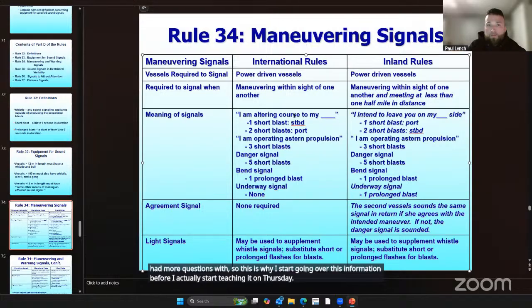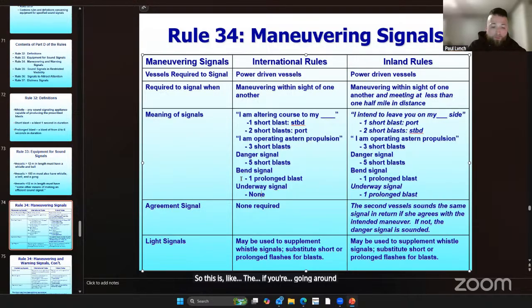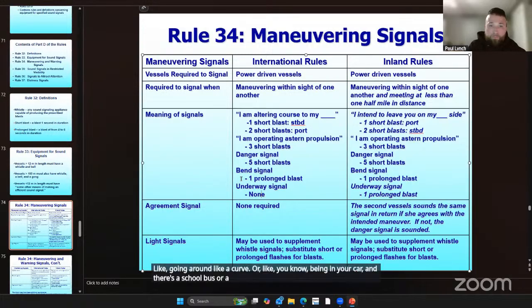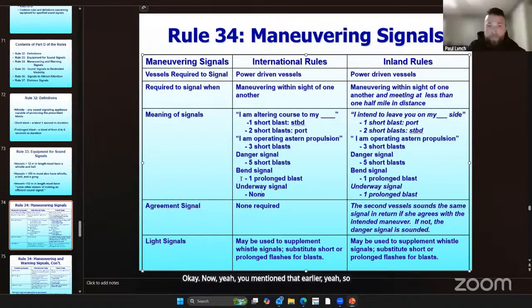What is a bend signal? It's if you're going around an obstructed area where you can't see what's coming on the other side of it, like going around a curve, or like being in your car and there's a school bus or a FedEx truck parked on the side of the street. You're driving, but you can't see what's coming on the other side. And what is that one prolonged blast going to do?